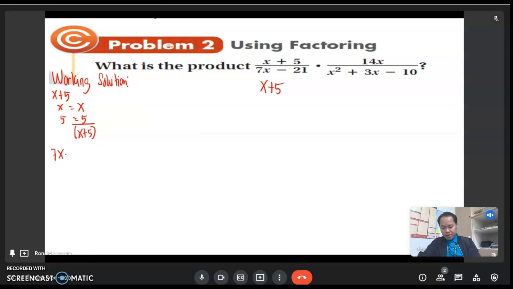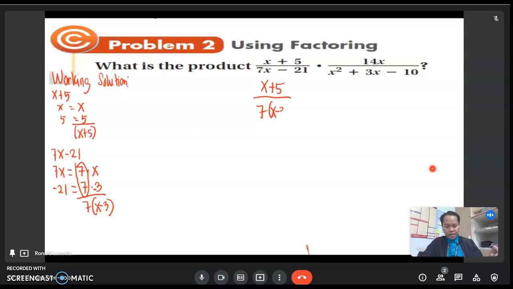Next, you have 7x - 21. The factors of 7x are 7 times x. Negative 21, you have to factor in such a way that one of the factors is 7. So negative 21 is 7 times negative 3. So you have a common factor there, which is 7. Then bring down x and negative 3, since there is no common factor between x and negative 3. So this is 7(x - 3).